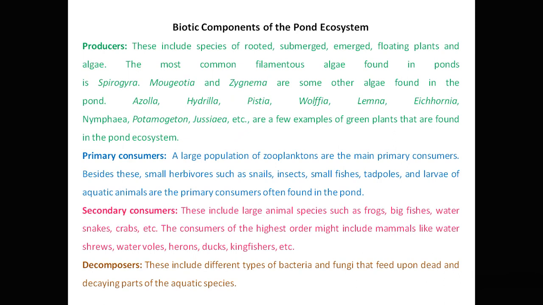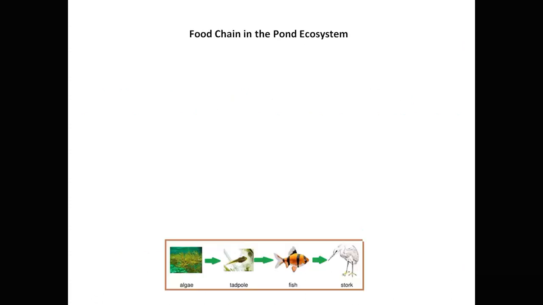Decomposers include different types of bacteria and fungi that feed upon dead and decaying parts of the aquatic species. So these are the biotic components of the pond ecosystem. Now we know which are the biotic components of the pond ecosystem. Now we should also know about the food chain in the pond ecosystem.